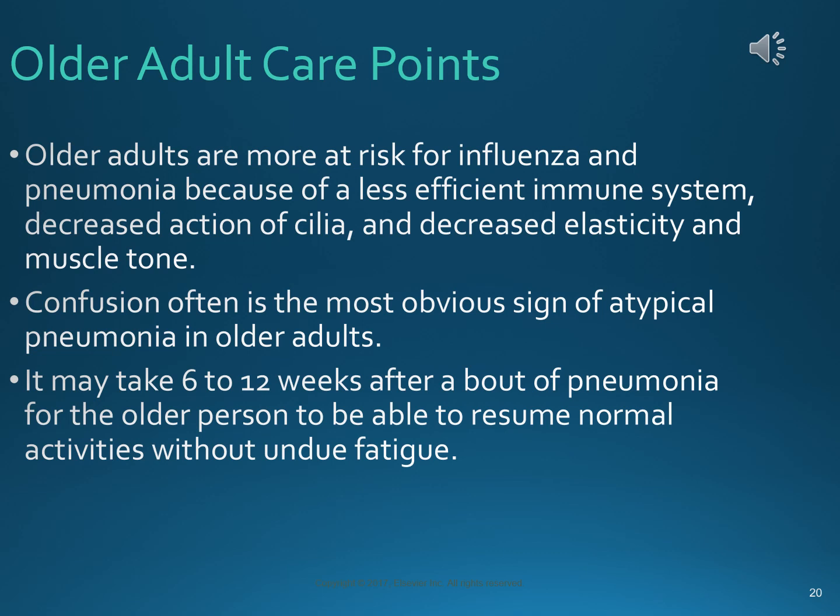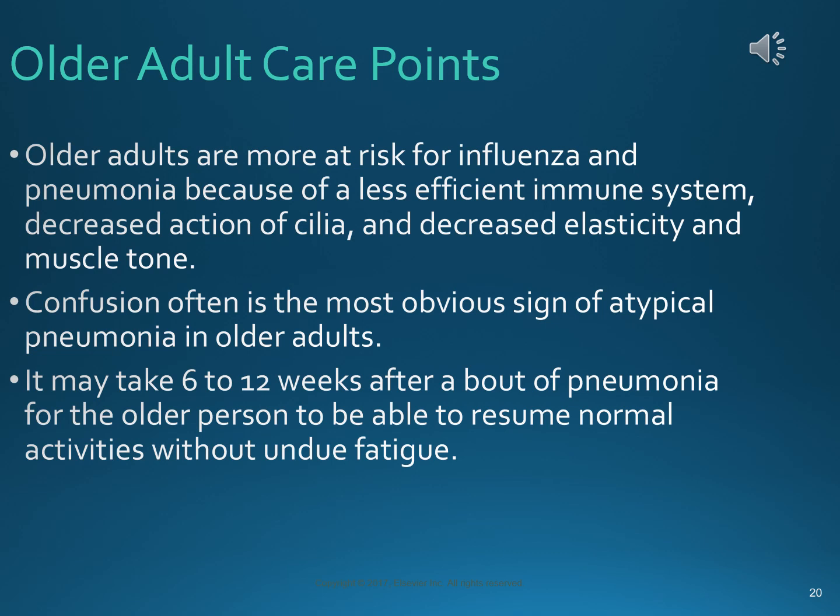So some older adult care points here. We talked about this a little bit earlier. They are more at risk for influenza and pneumonia because of a less efficient immune system, because their cilia have decreased action, and so they're not able to sweep out the invading bacteria like a younger person can. And then also they just generally have decreased elasticity and muscle tone, so that they aren't able to deep breathe as well, they aren't able to cough as well.